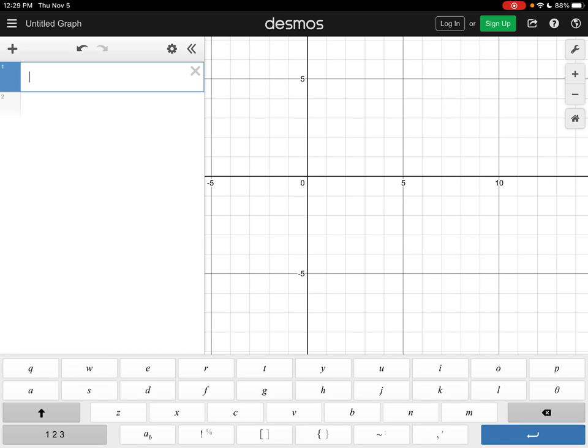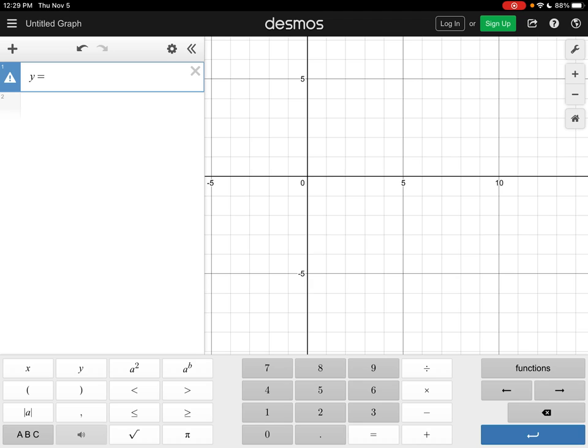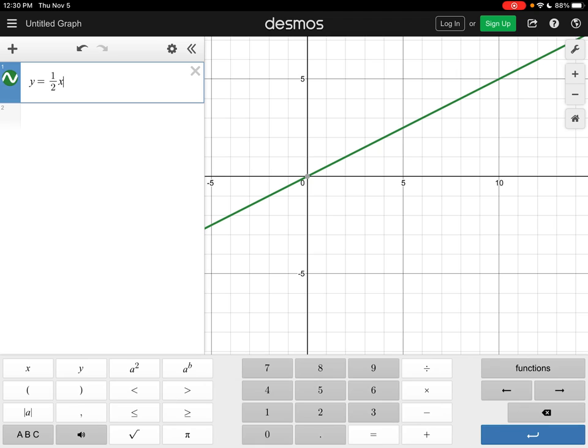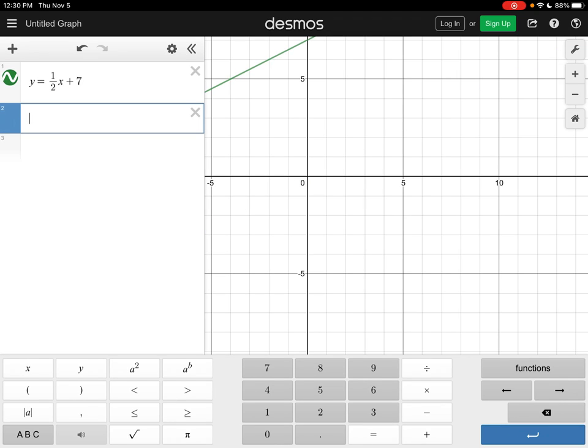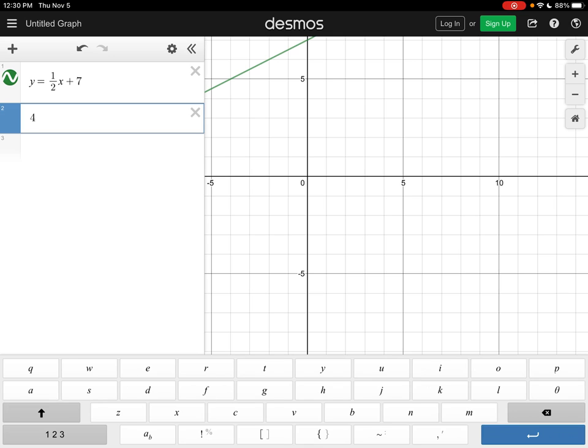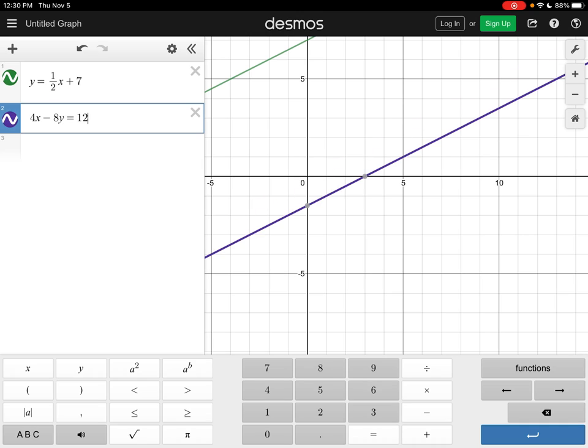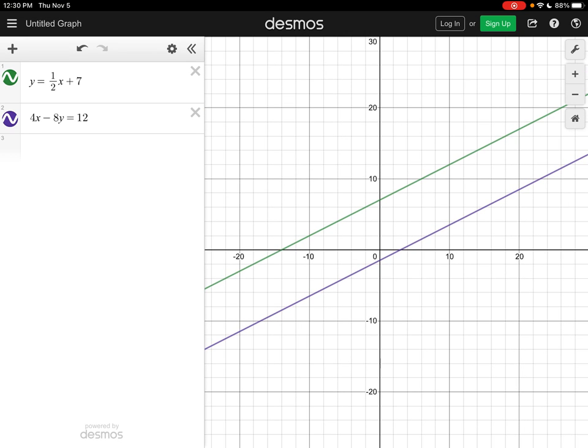We're going to type in everything we need: y equals 1/2 x, so 1 divided by 2 with the x next to it, not in the denominator, plus 7. Awesome. Second line is 4x minus 8y equals 12. So I can type that in exactly like I see it, as long as I make sure that both things I've typed in are what is in my problem. Let's zoom out and look at these.